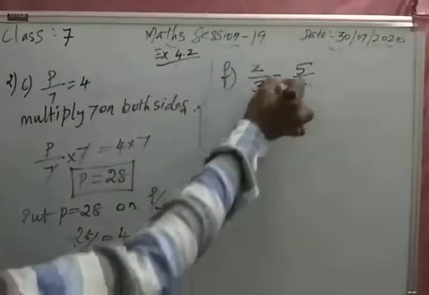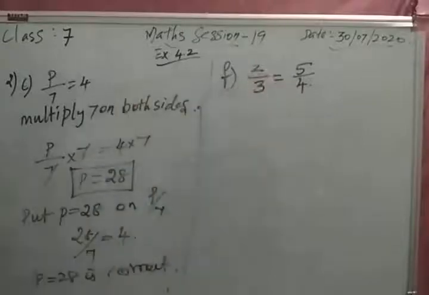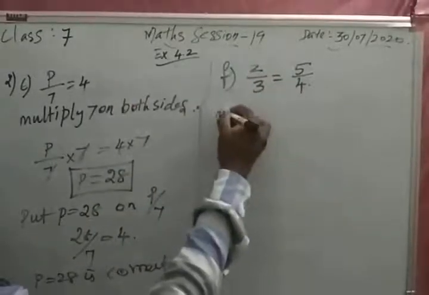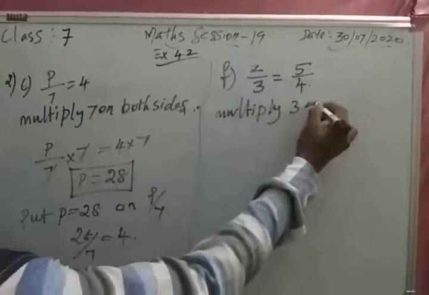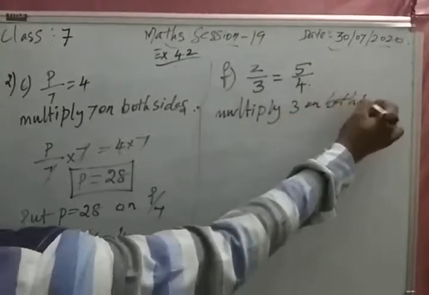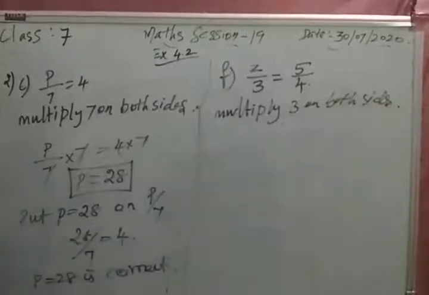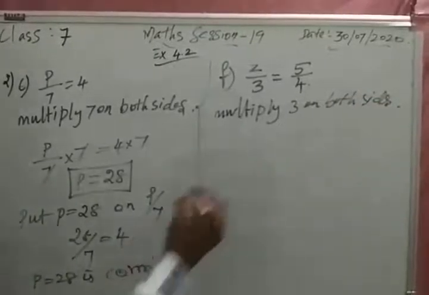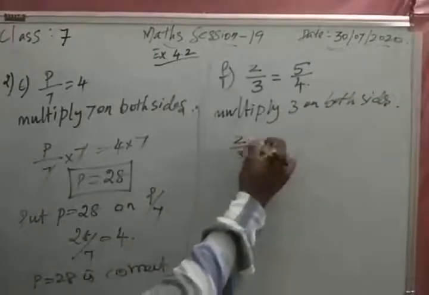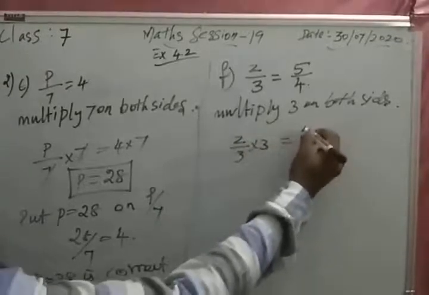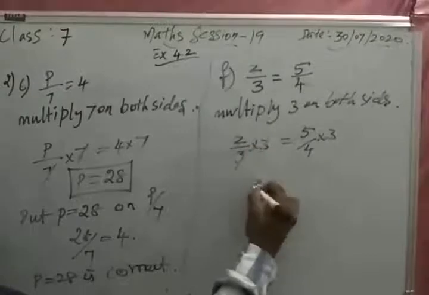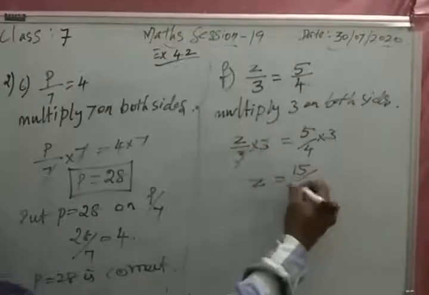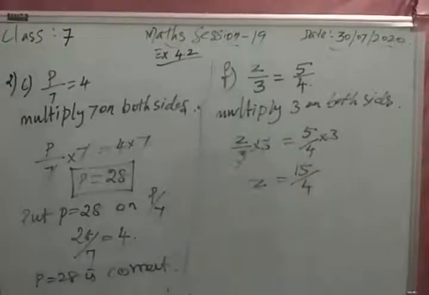Now here you see only with the variable, what is the 3? That is the denominator. So you have to multiply 3 on both sides. So now what we will do? Z divided by 3 multiplied by 3 is equal to 5 by 4 into 3. The 3s are cancelled. Z is equal to 15 divided by 4. 5 3s are 15, divided by 4.